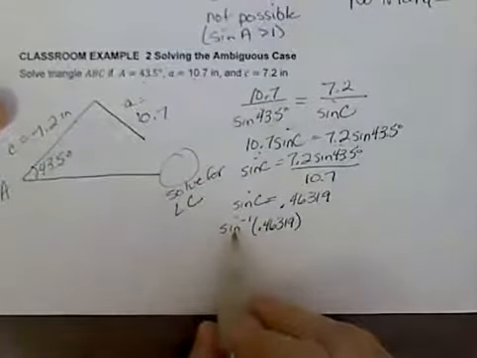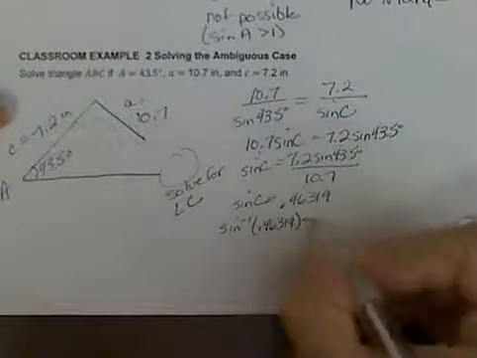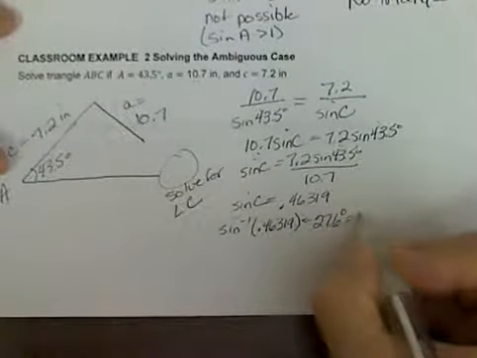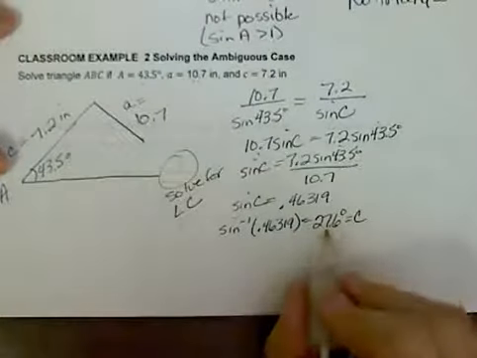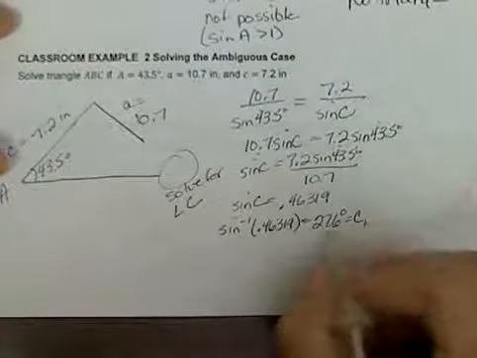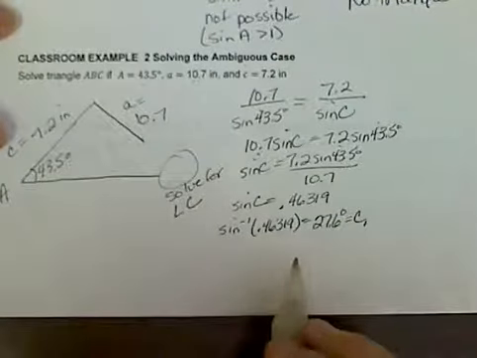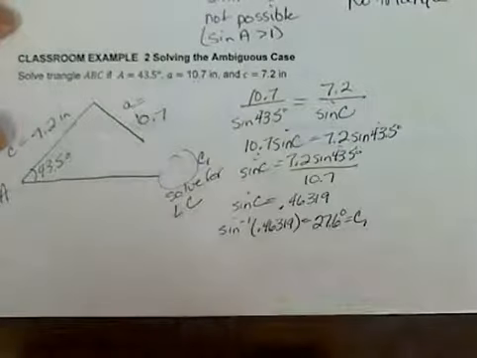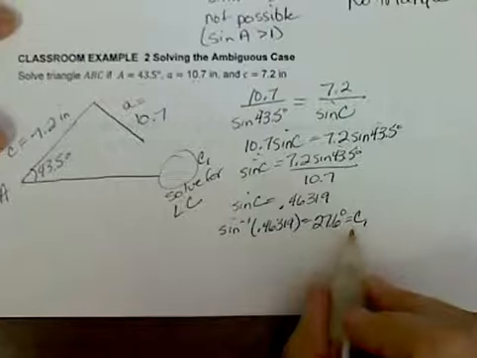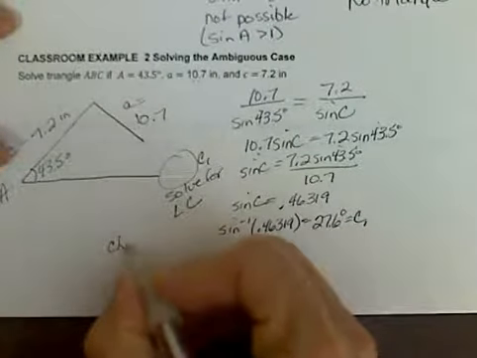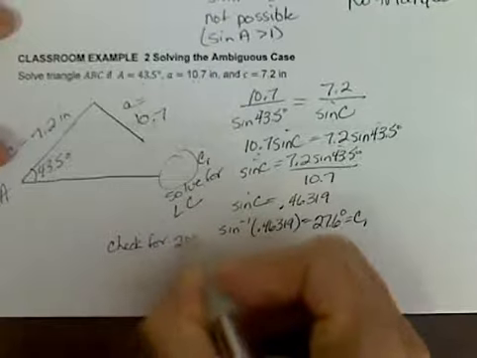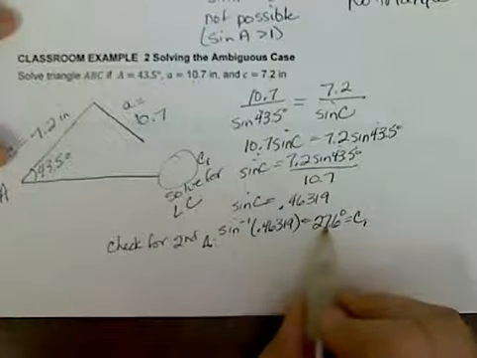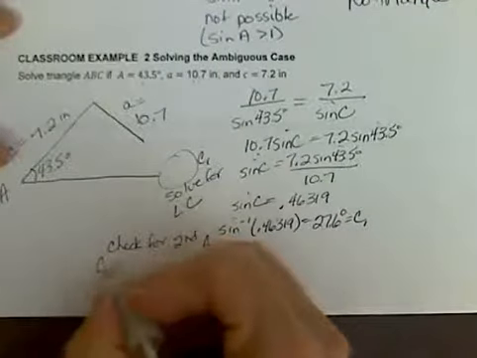Remember, for this, you have to have your calculator in degree mode so that you get your angle in degrees. And this turns out to be 27.6 degrees. So that's my C. Now I'm going to label this C1 because at this point I don't know if I've only got one triangle or if I have two triangles. So I'm going to say that that's C1. I want to check and see if it's possible to have another triangle. What I'm going to do for that is find the supplementary angle to this one. That would be my C2.